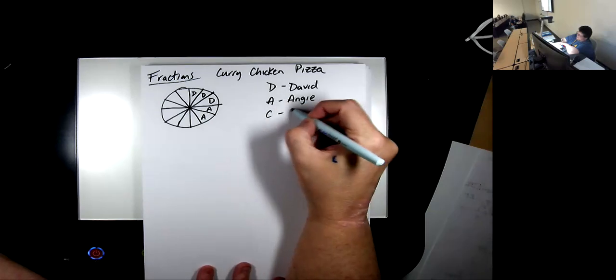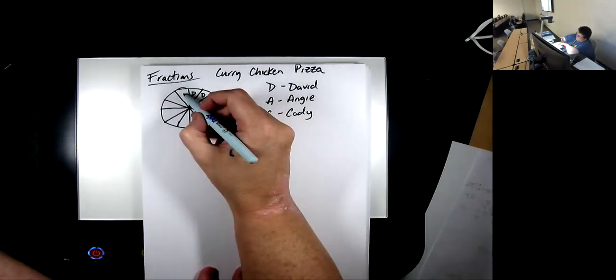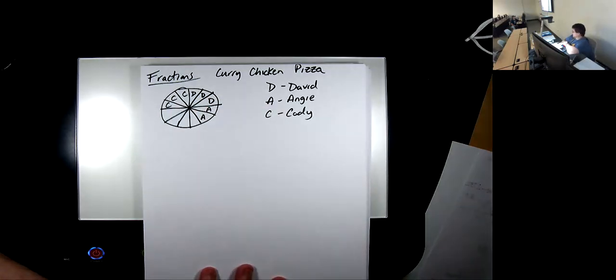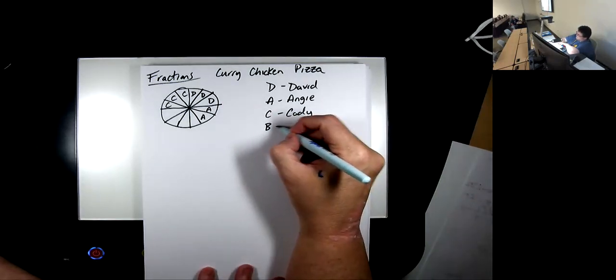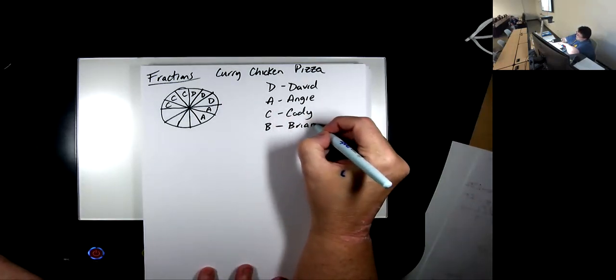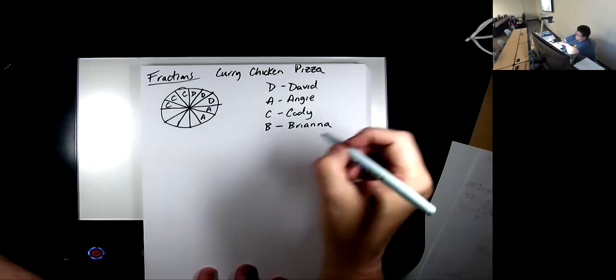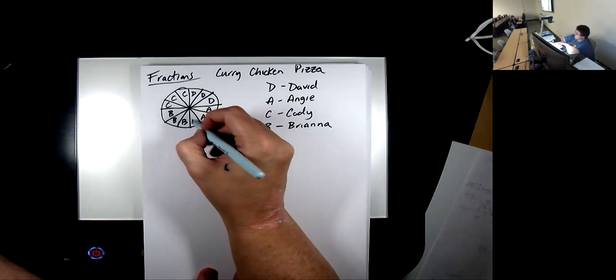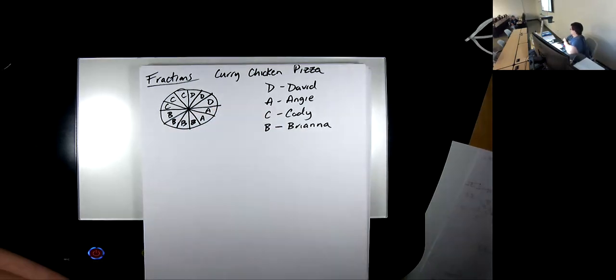Cody, let's go with Cody. Cody might eat 3 slices right there. I've got A, I've got C, I've got D. Let's go with B. Let's go with Brianna. Brianna, she's a hungry girl. She eats 4. No judgment. She probably runs a lot, burns a lot of energy.